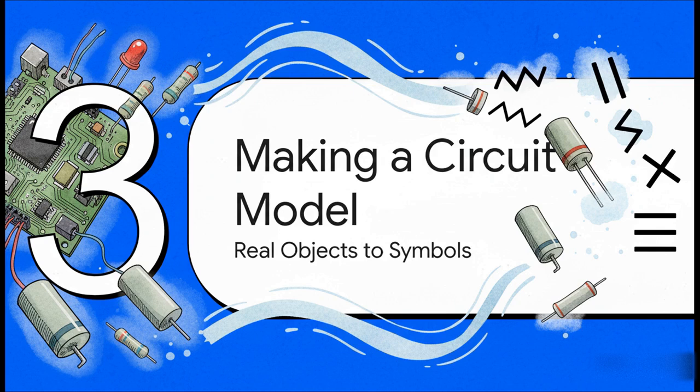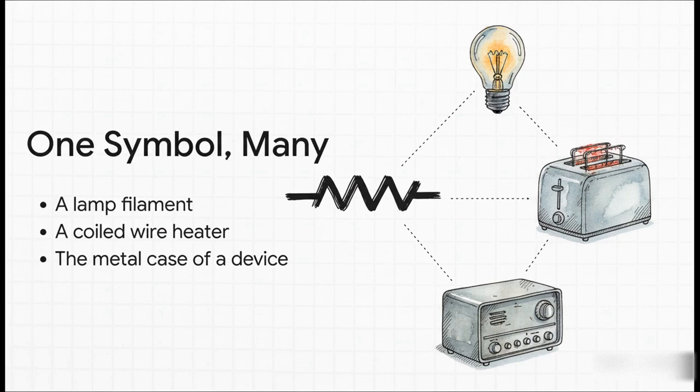It's the ability to look at a really complex physical thing and boil it down to just a few simple symbols on a piece of paper. This is what we call making a circuit model. And what's so cool about this is that the symbol for a resistor doesn't just represent a resistor. That little zigzag line can be used to model the glowing filament in an old light bulb, or the heating coils in your toaster, or even the conductive metal case of an appliance. The symbol isn't the object itself, it represents the property of resistance.